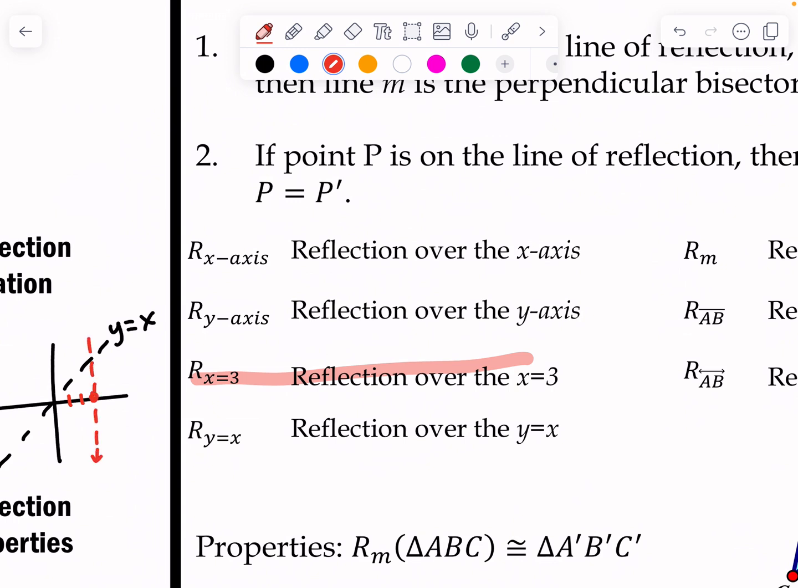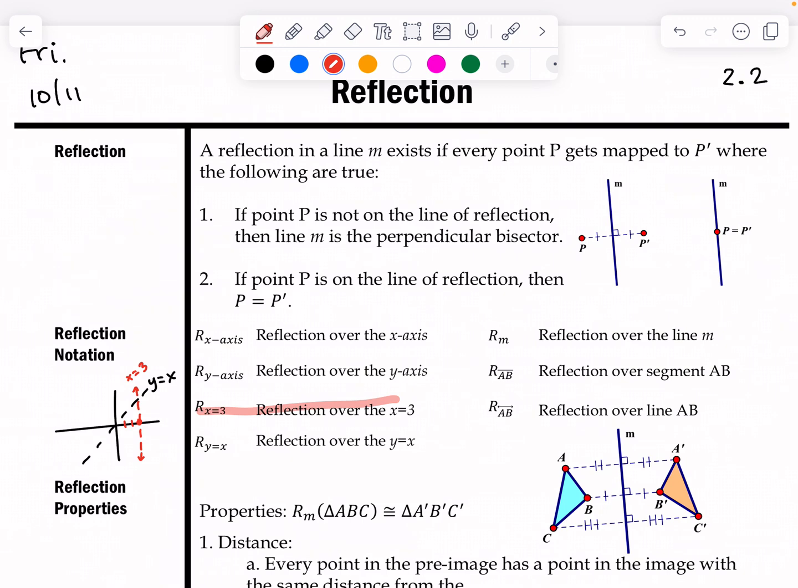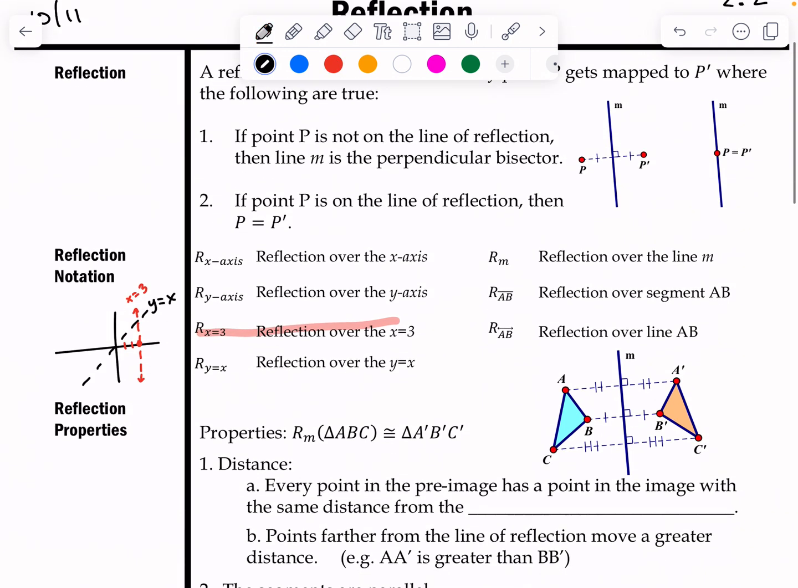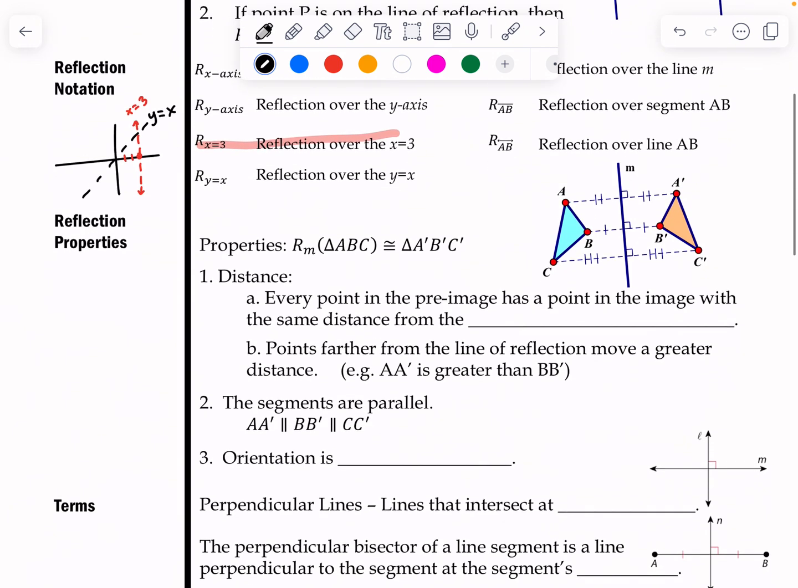But we're going to talk more about this at the end. Okay, but we need to have a good understanding of where these lines lie in the coordinate plane. And then you have some other things. We have line segments and lines. Okay, so what are some properties that reflections have?